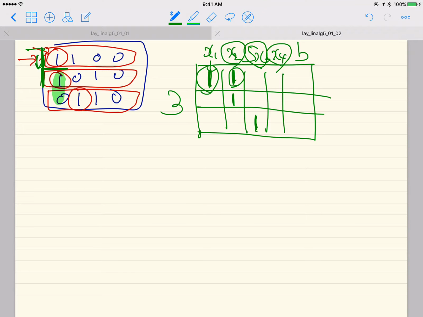But in this case, it is possible that the free variables can be the first one, or the second one, or the third one. So in this case, what are the basic variables?